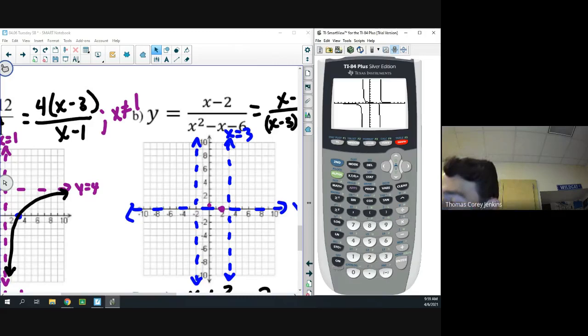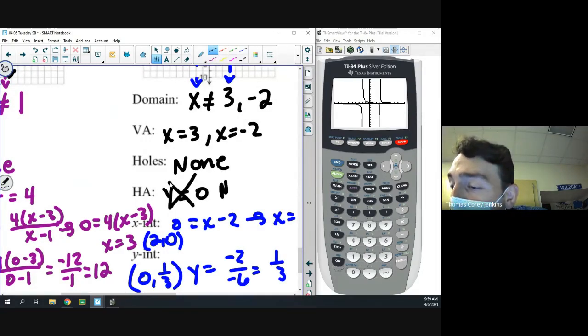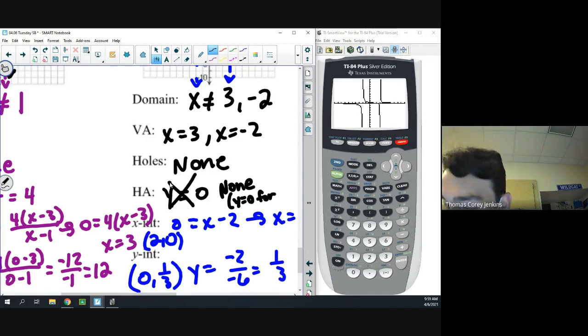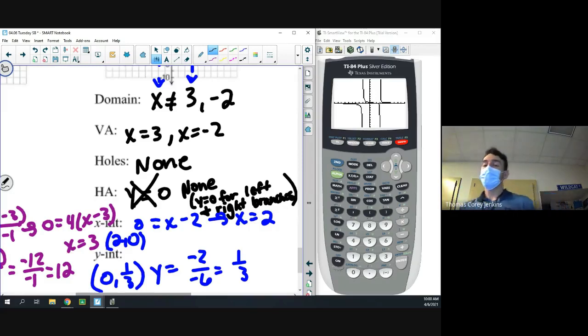Okay. So let's go ahead and fix this then. And again, I don't have a good answer for why this happens here. So really the answer I think would be none. But you can note that it's y equals 0 for the left and right part. We'll call those the left and right branches. Okay. So that rule apparently can be broken.